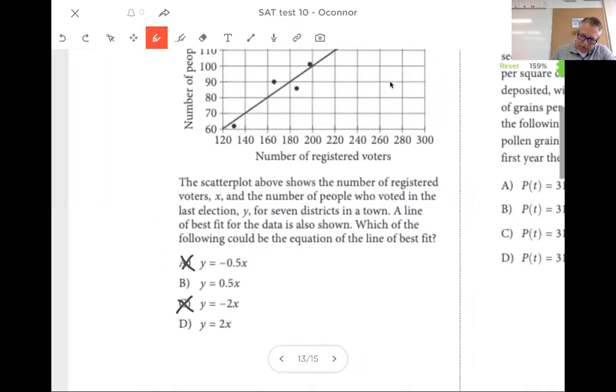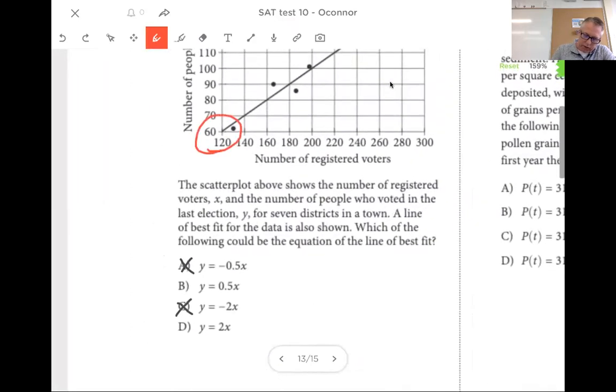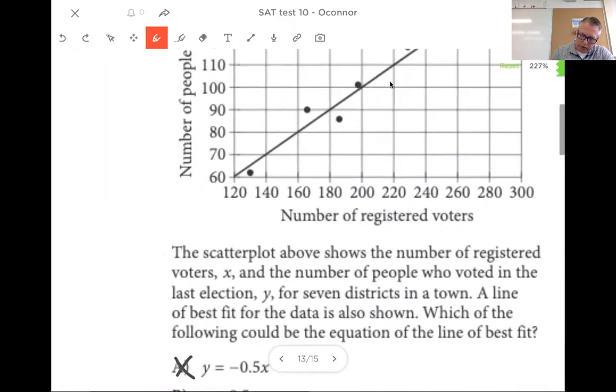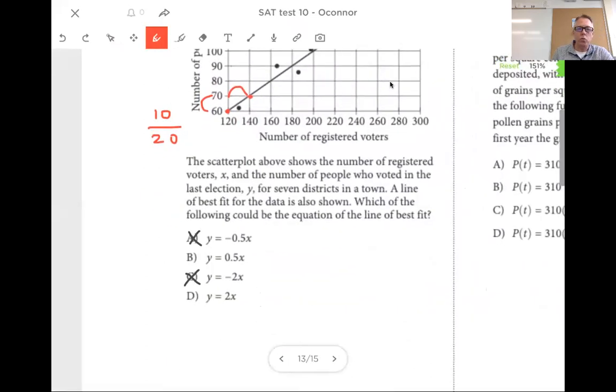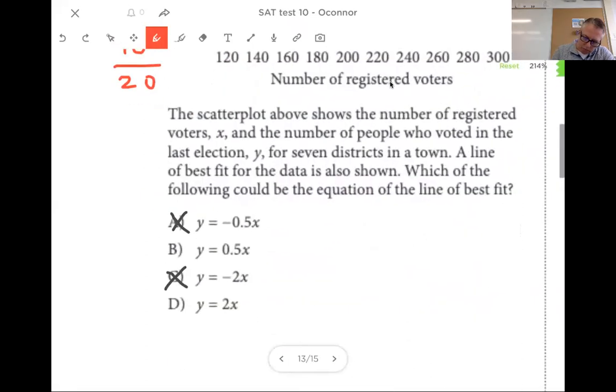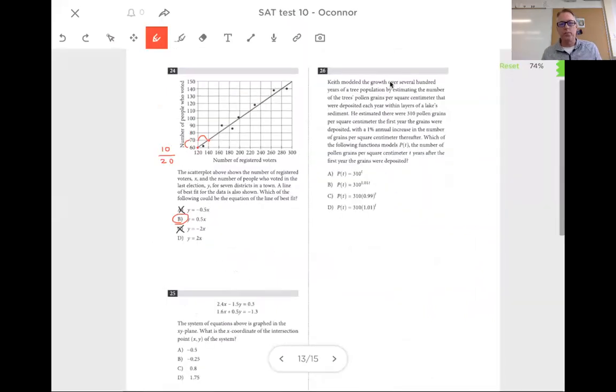Now, I can't really tell the y-intercept because of the scale here, so I could just guess one of those two, but slope is rise over run. It looks like it goes from this point to this point. So it goes up 10 and over from 120 to 140, 20. And so 10 over 20 is 1/2, meaning it has a slope of 1/2. And so B is the answer.